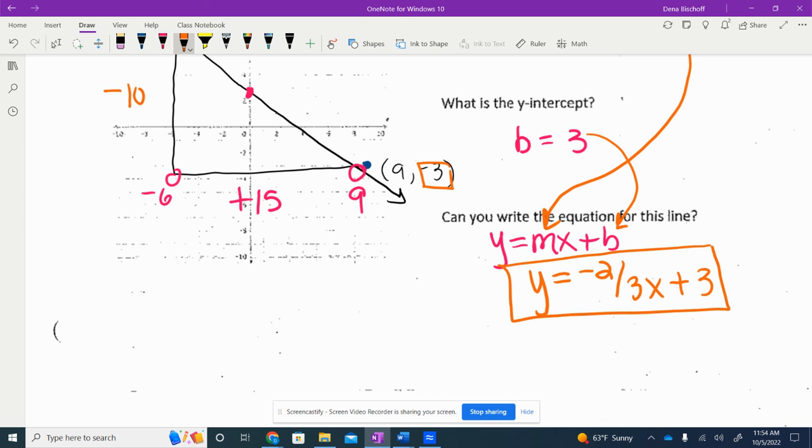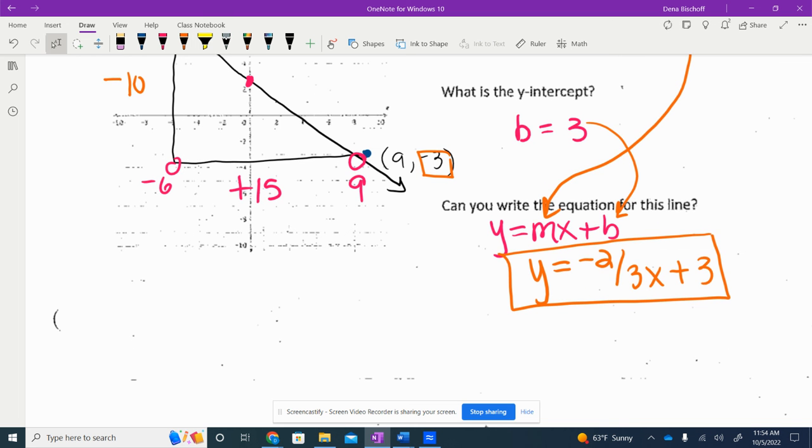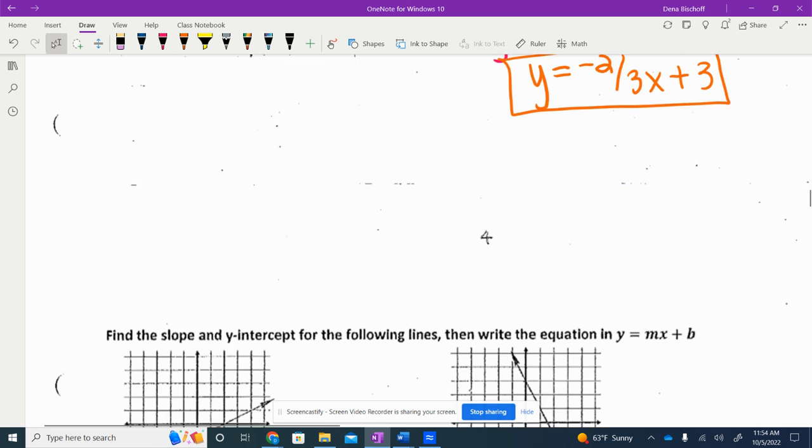So you always keep x like in the equation? X and y always stay in the equation. Great question. Always. Yes. Is everybody good with that?